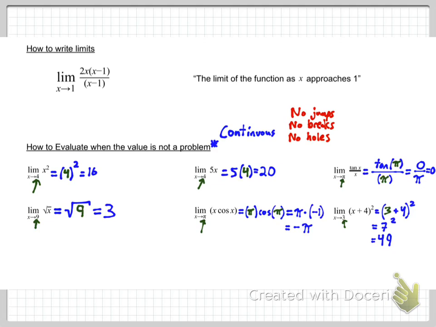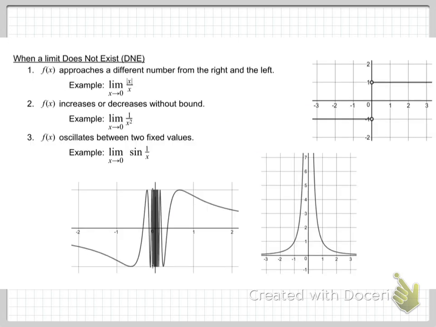All right, so notice whenever the value is not a problem, in other words, when it's continuous at and around that point, we can simply plug in the value that x is approaching. Let's now look at situations where the limit does not exist. The limit doesn't exist if x approaches a different number from the left and from the right.